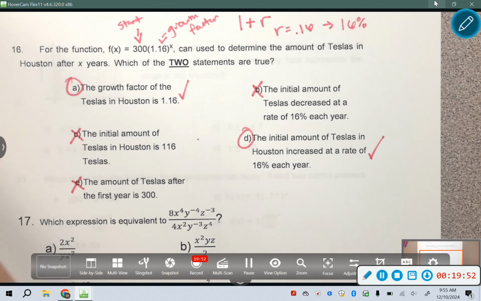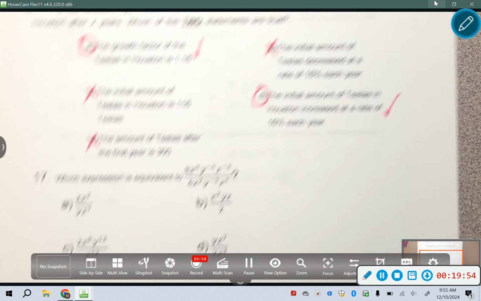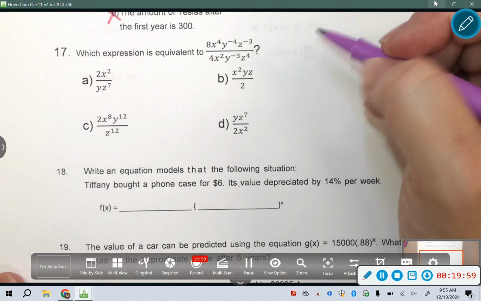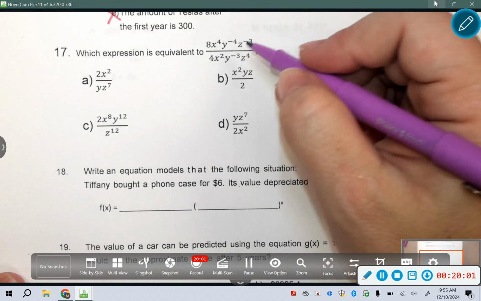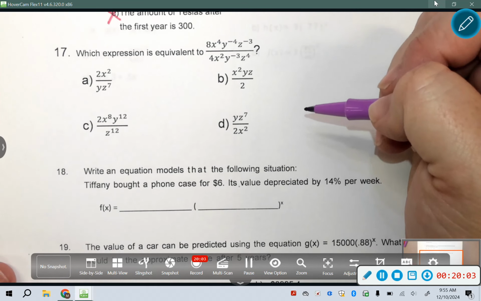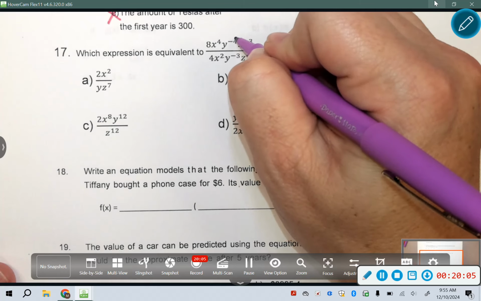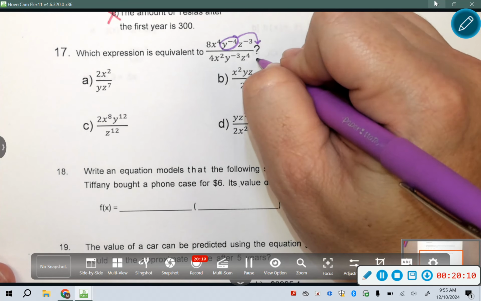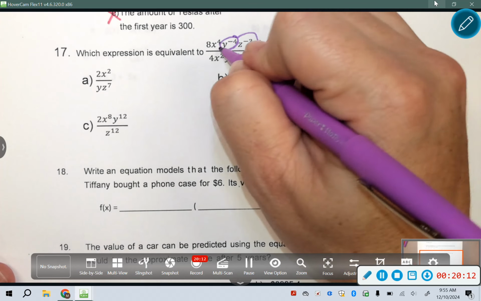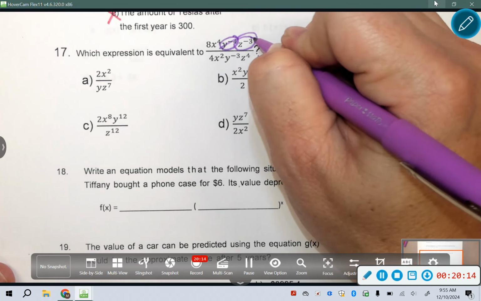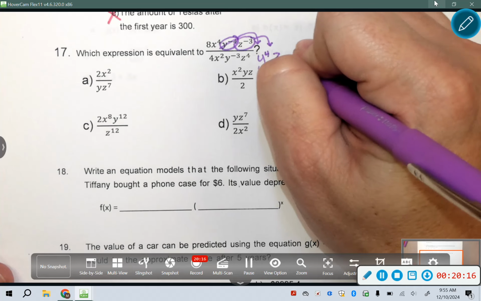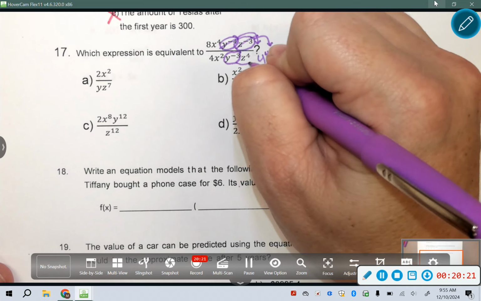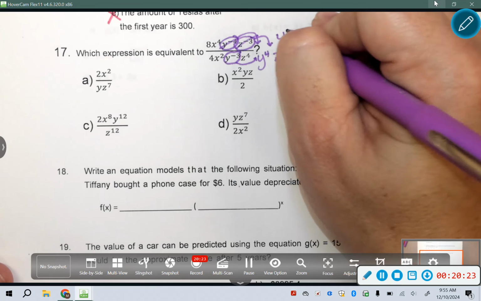Okay, so let's look at 17. It says which expression is equivalent. Well, I always tell my students power to a power first, which I don't have any of that. I have no parentheses with exponents on the outside. And then I'm going to move my negatives. So I circle my negatives and I move it to the bottom. It's on the top and I rewrite it as positive, cross it off. Circle it, move it to the bottom, rewrite it as positive, cross it off. Circle it, move it to the top, and cross it off.